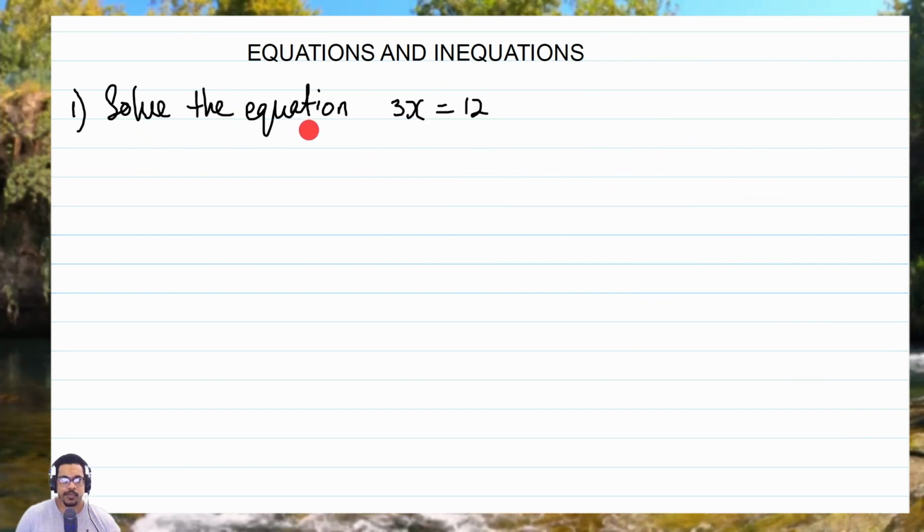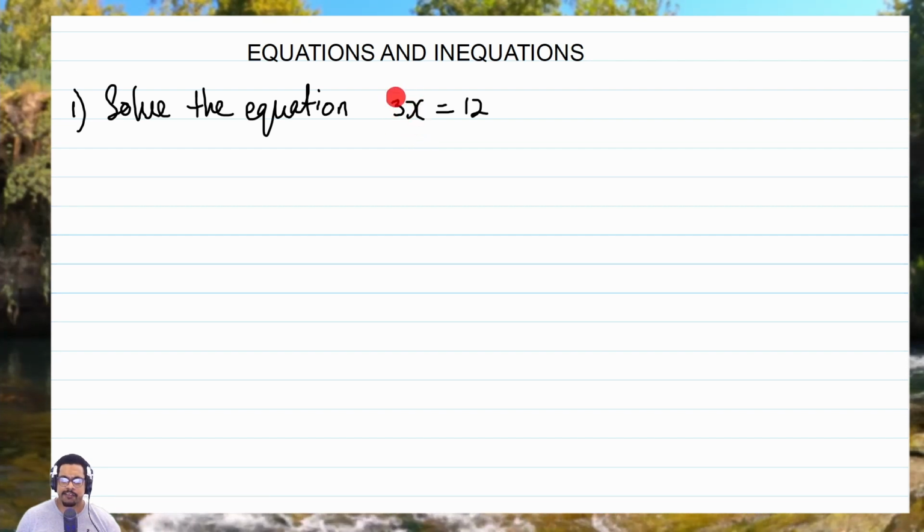Here we have to solve this equation where we have 3x is equal to 12. Now the concept of solving equations is that whatever we do to one side of the equal sign, we must do it to the other side of the equal sign. So if we want to solve for x, it means we want x by itself on one side of the equal sign. Now when I look at this 3x, I know if I divide 3x by 3, the 3's will cancel out each other and remain with x.